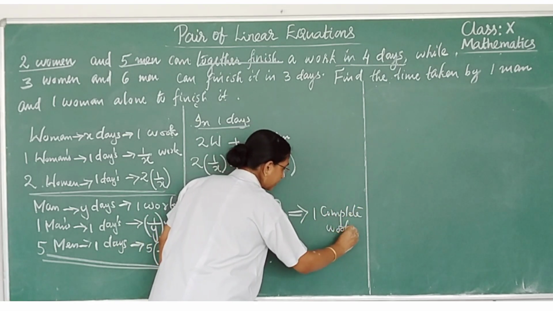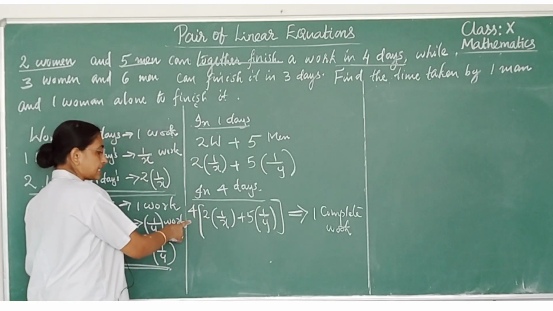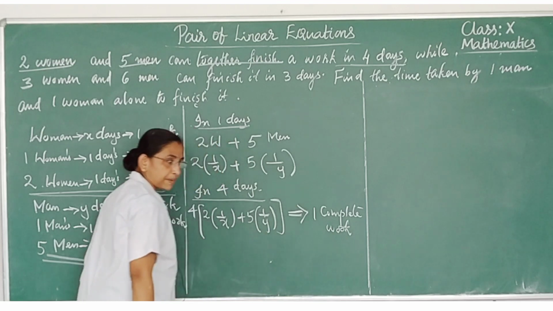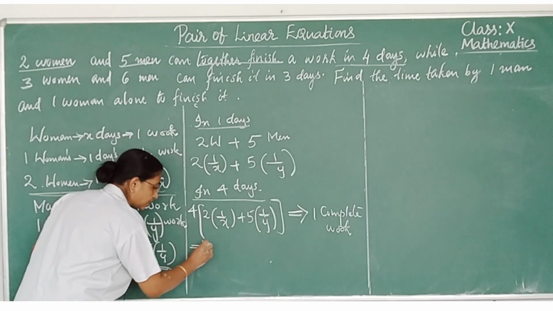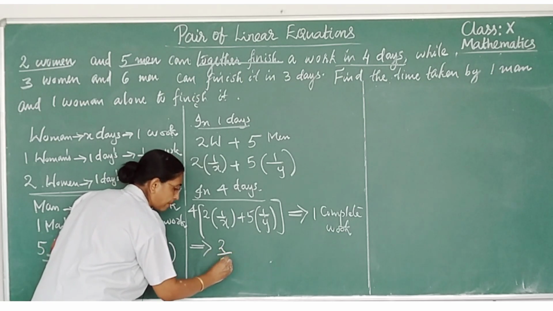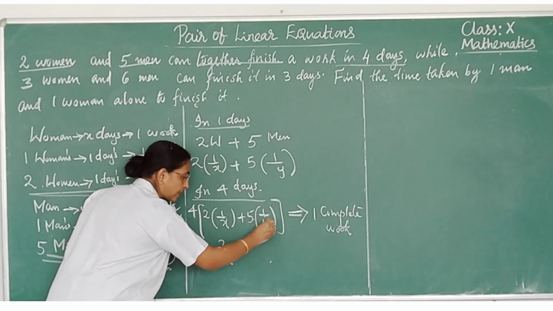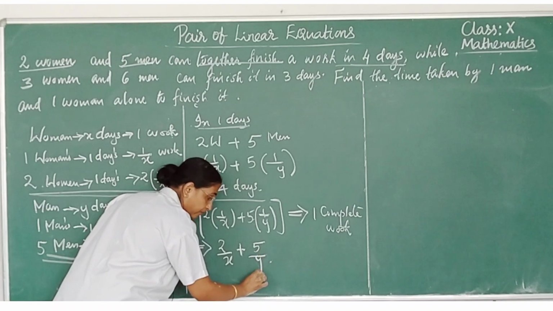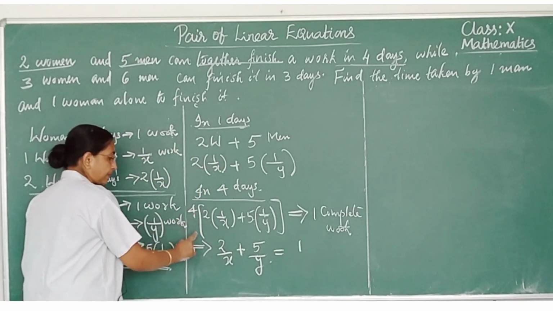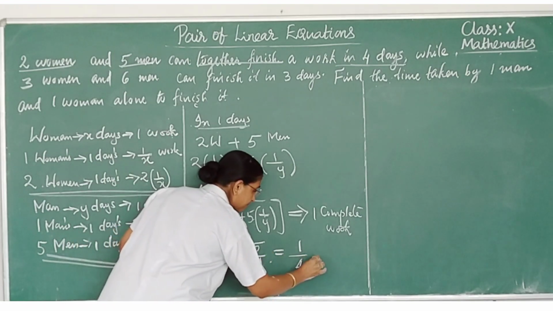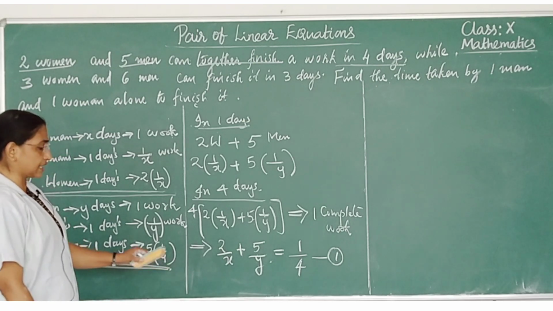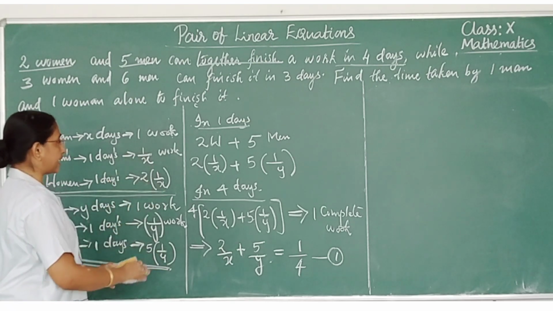They finish the work in 4 days, which means that in 4 days the work is 4 into 1 day's work, which is one complete work. From this you can write the equation as 2 into 1 by x can be replaced by 2 by x plus 5 into 1 by y can be replaced by 5 by y equal to 1 complete work. On the right side, the multiplication with 4 goes to the right side and becomes division by 4, which is equation number 1.